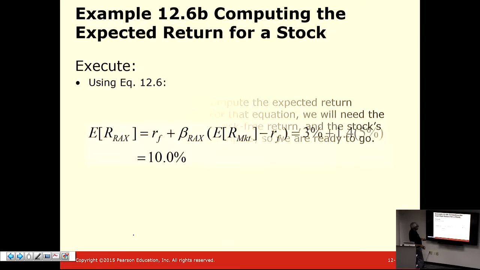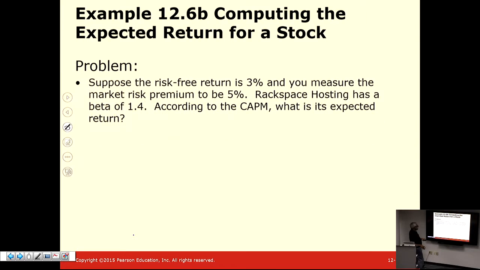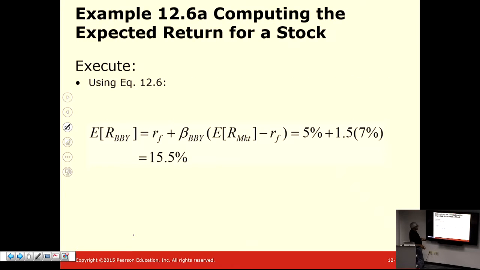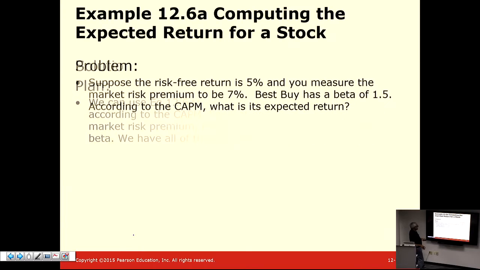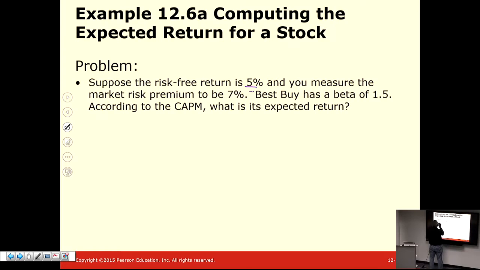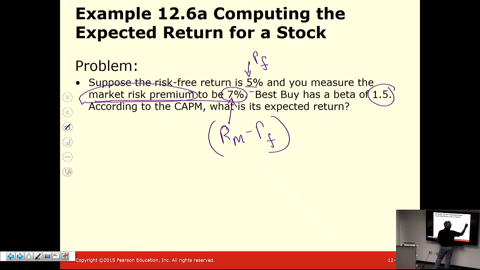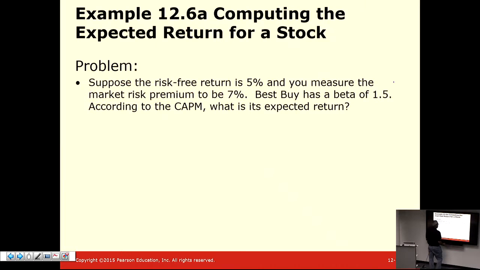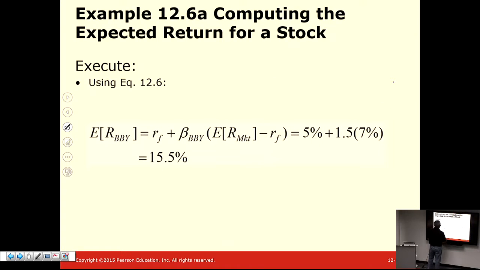And then you can go back over here and practice some of these problems. For example, over here, let's see. The risk-free return is 5%. It says market risk premium is 7%. So risk-free return, that is Rf. What is 7%? This is Rm minus Rf. That's the market risk premium. So you have to identify the variable properly. And this is beta. So we put this into our equation.